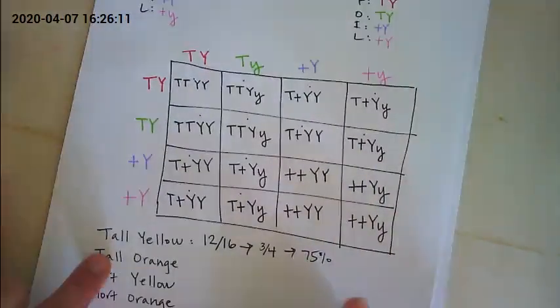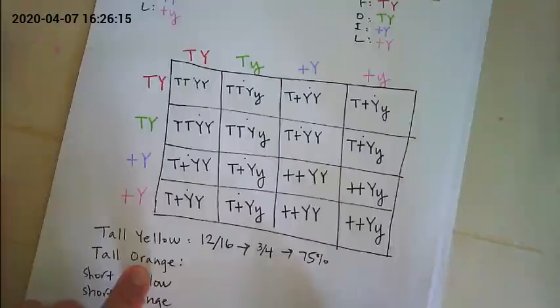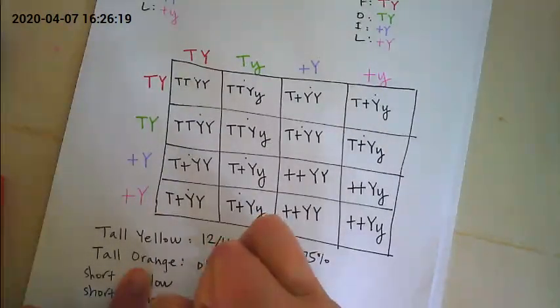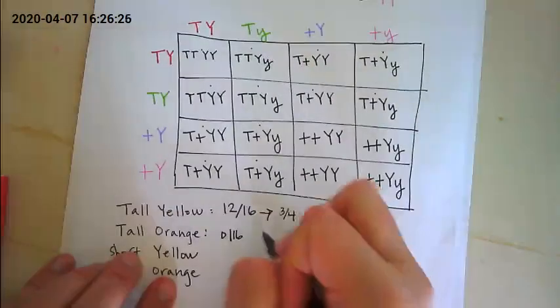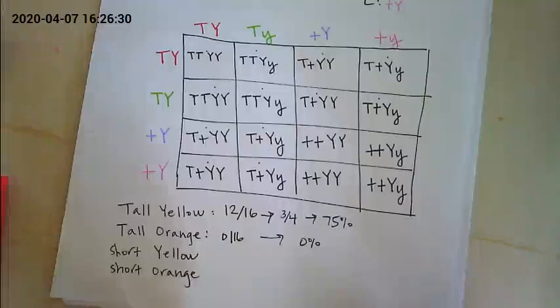Okay? How many are tall orange? That means we would have gotten big T's and 2 lowercase y's. And our answer to that one would be 0 out of 16. I don't know why I couldn't write a slash, but hey, struggle is real. So 0% are tall and orange.